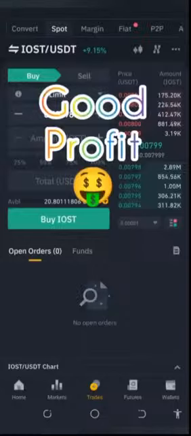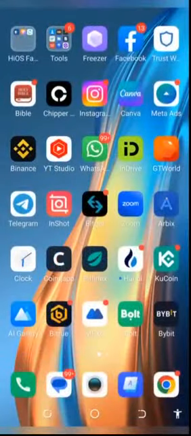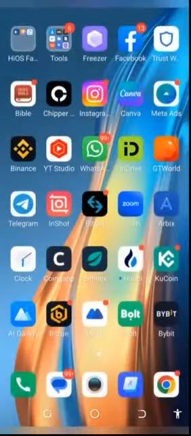This was what? Let's go check what the profit is. The profit is, let's check it out, 20 times, that should be, is it 4%? Yeah, 4% gave us 80 cents. Beautiful. So that was a good one.